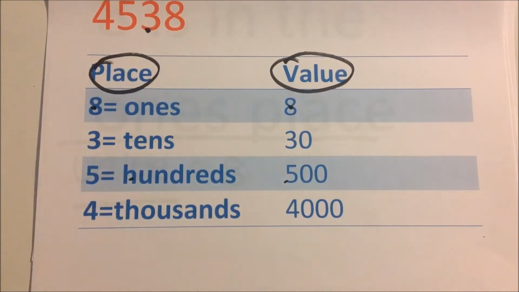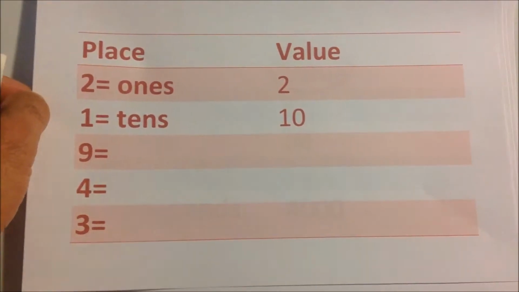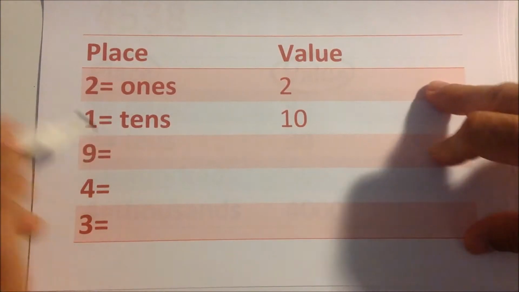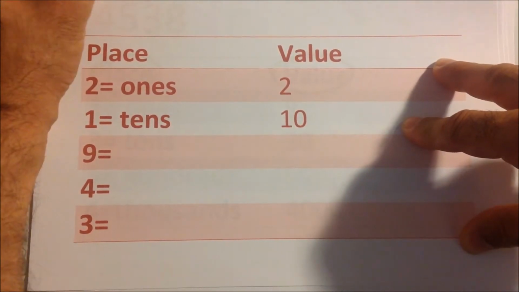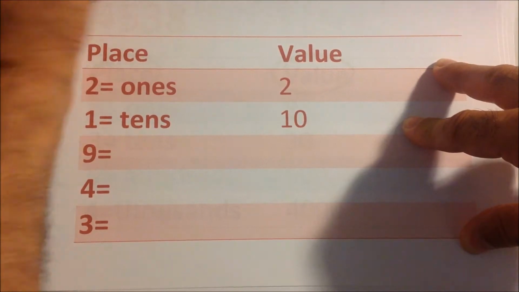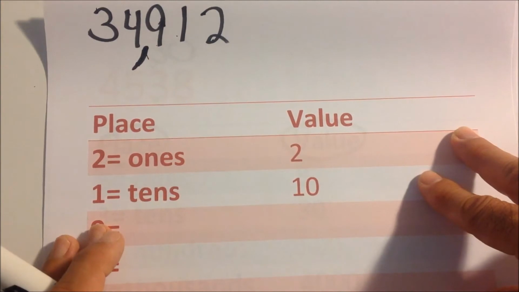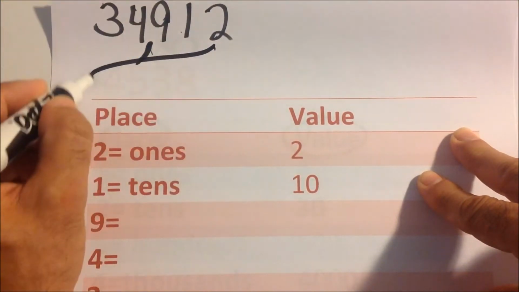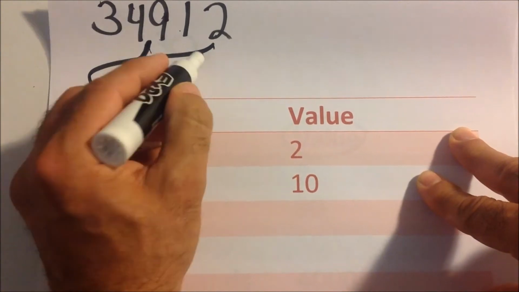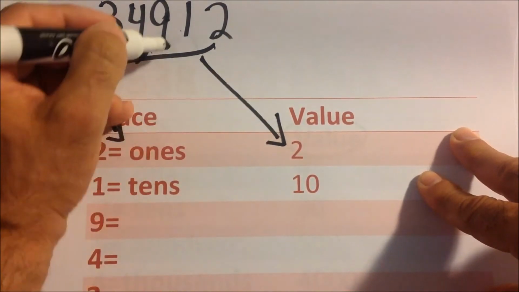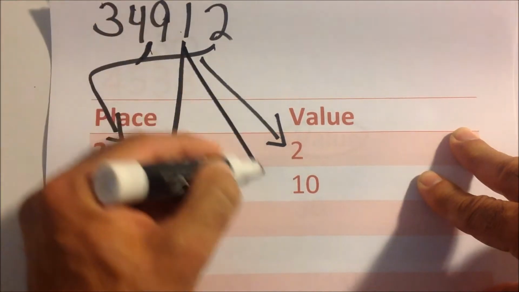Okay, let me give you another number here. Okay, so let's write this number here. Now every 3 numbers, bring it down so you can see it, every 3 numbers we call a period. So 1, 2, 3, so these 3 numbers are in that period, the ones, tens, hundreds. So 34,912. The 2 is in the ones place, and its value is 2. And the 1 is in the tens place, and its value is 10.